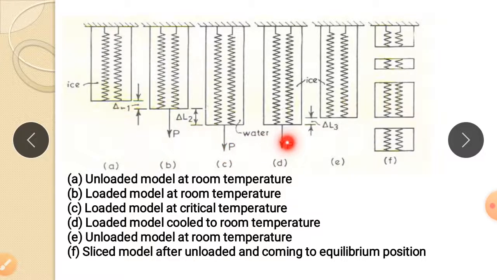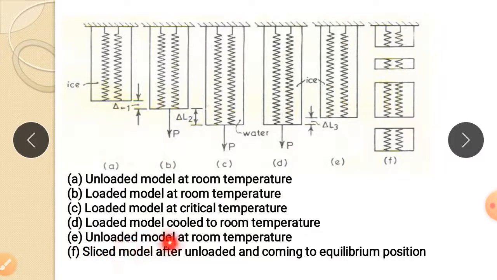And third, the loaded model is cooled to room temperature. At this position, the model is going to be cooled. Then what happens? This water which is present in here again solidifies and turns into ice. So it represents the secondary bonds again solidifying and making some structure in this model. The spring is in a stressed condition, and when the water is solidified, it is also going to get some amount of load.